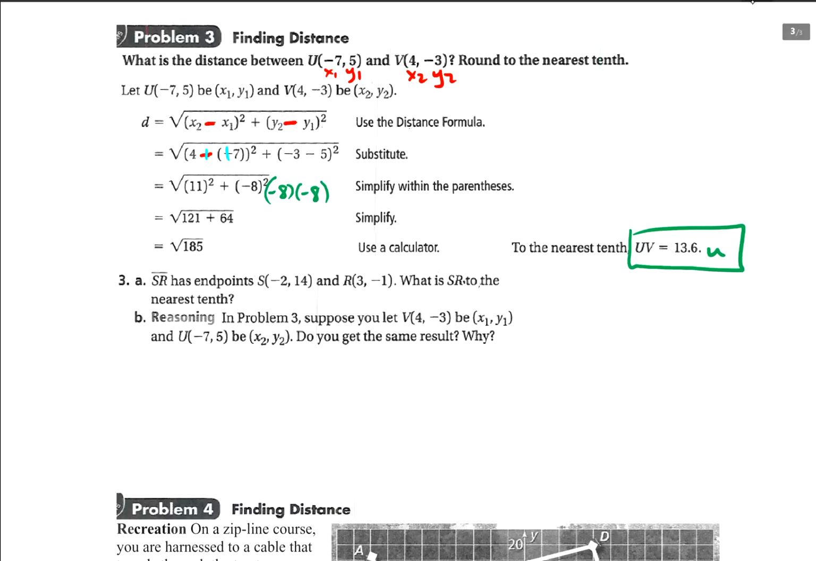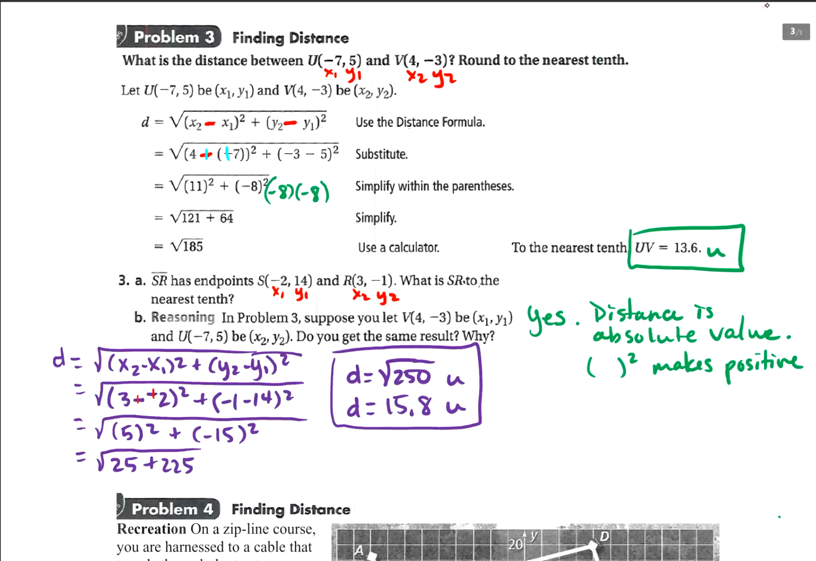All right, go ahead and pause the video and do the next problem. All right, part A says, what is the length of SR? We're given points. We label them x1, y1, x2, y2. We write our formula. We substitute in, being careful of those negatives. It's 3 minus -2. Minus minus is plus plus. So we square 5. We square a -15. Both of those come out positive. So the distance, the length of SR, is the square root of 250 units, or if we want to estimate it in our calculator, 15.8 units.